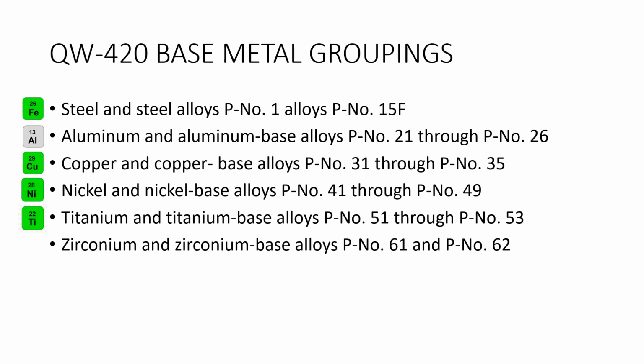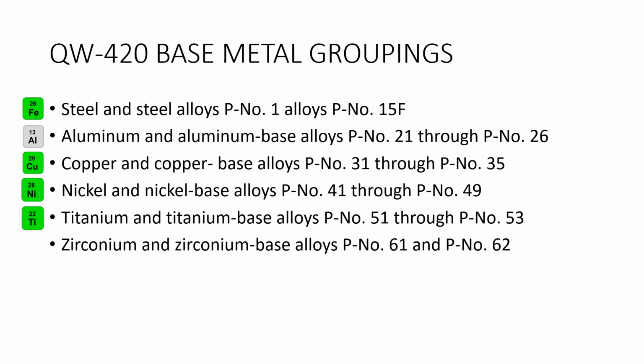Aluminums are 21 through 26, copper and copper base alloys are 31 through 35, nickel 41 through 49, titanium is 51 through 53, and then zirconium and zirconium base alloys are 61 and 62. So the reason why the ASME, American Society of Mechanical Engineers, did this is so that, with all the different base materials out there, you wouldn't have to write 530 different welding procedures.